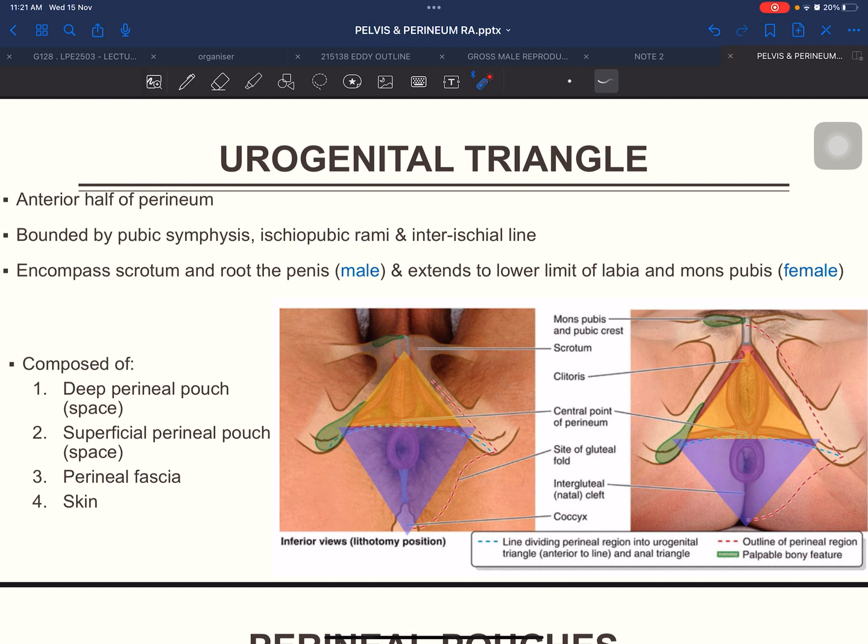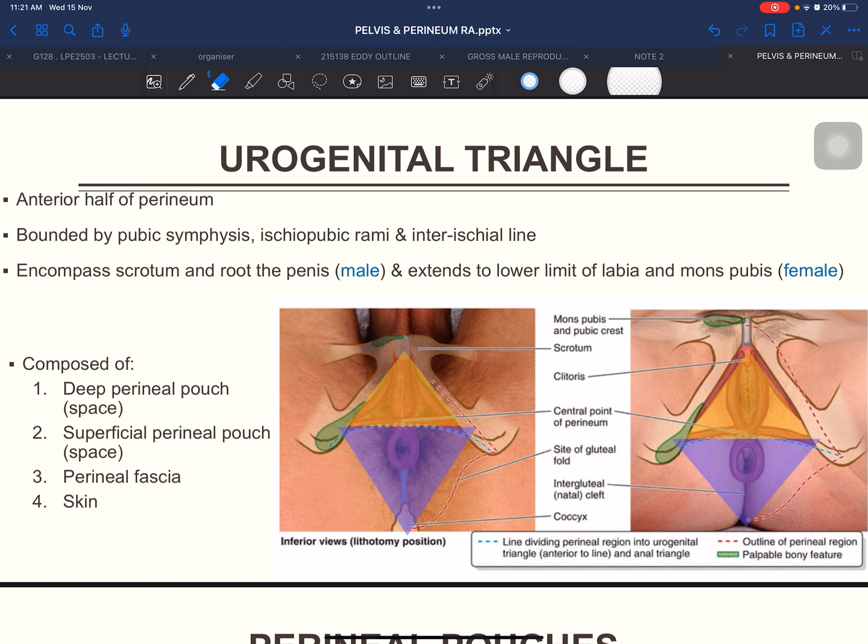Okay, we look from the inferior view. It is the anterior half of the perineum, bounded by the pubic symphysis, ischiopubic ramus, and interischial line. It encompasses the scrotum and root of the penis in male, and extends to the lower limit of the labia.